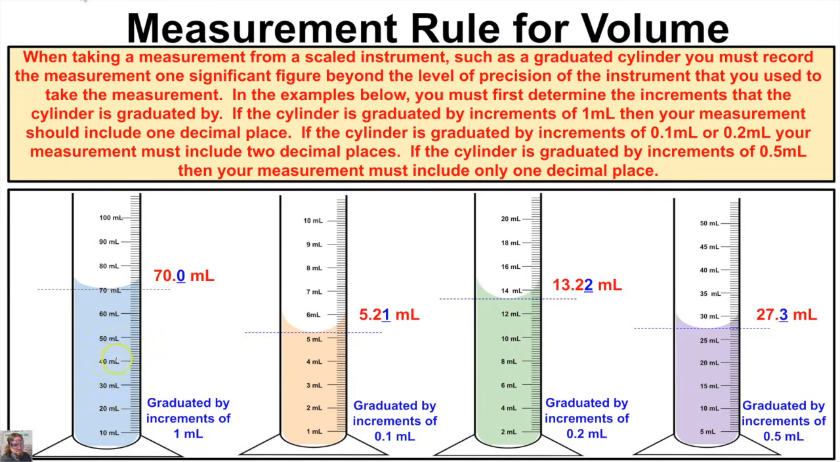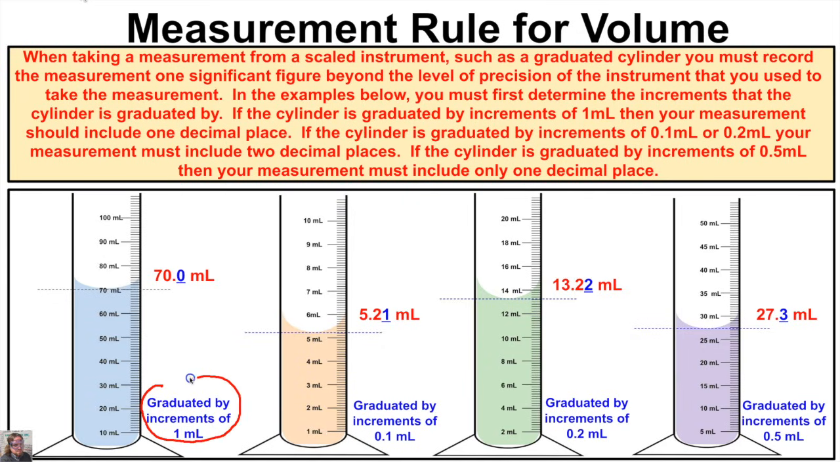And if we take a look at this first graduated cylinder here, we can see that each one of these little lines here represents 1 milliliter. If this is 10 milliliters here, and this is 20 milliliters here, then each one of these little lines represents 1 milliliter. So the graduated cylinder here is graduated by increments of 1 milliliter.